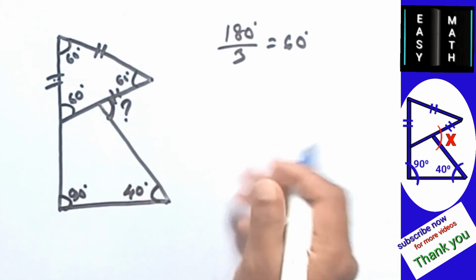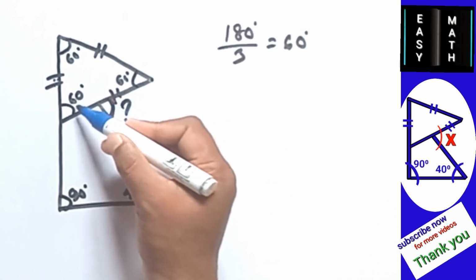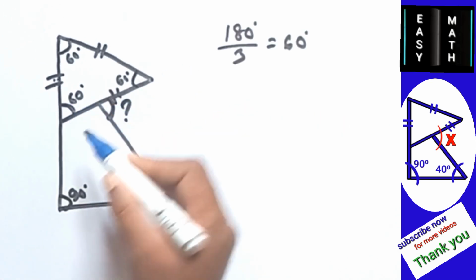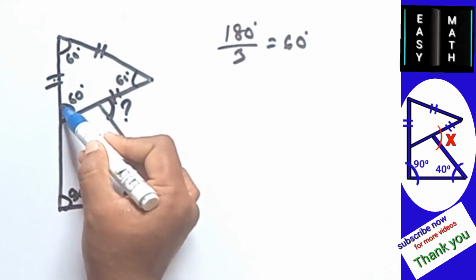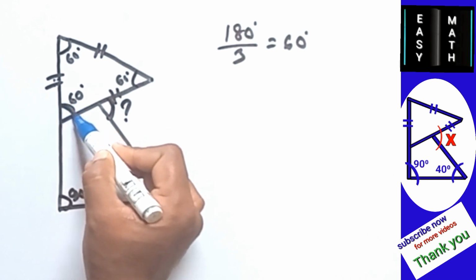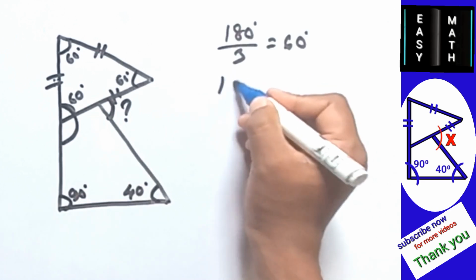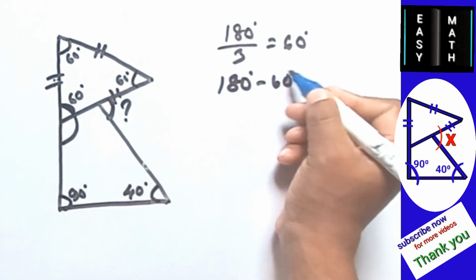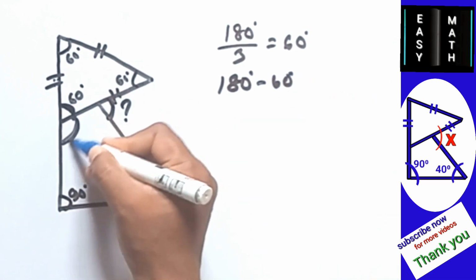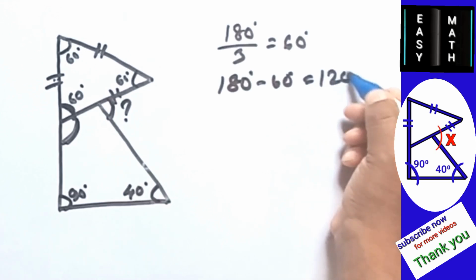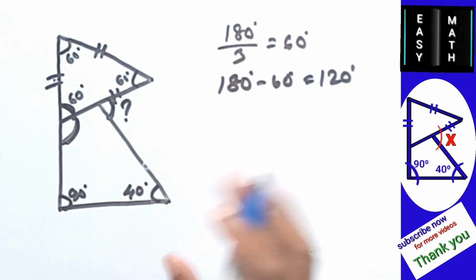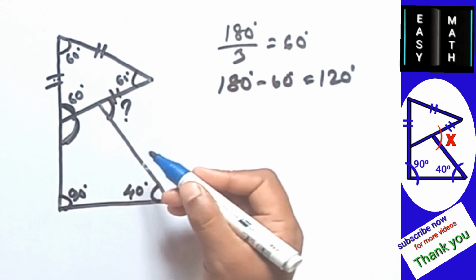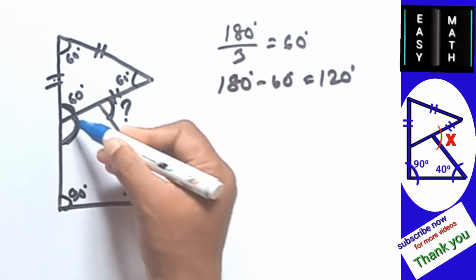We find out. And now this angle is 60 degrees and this is a straight line, the total angle is 180 degrees, and this is 180 degrees minus 60 degrees. So this angle is 120 degrees. Find out.